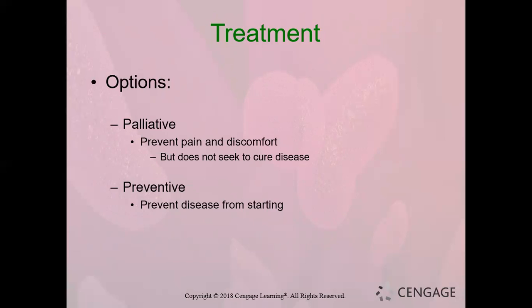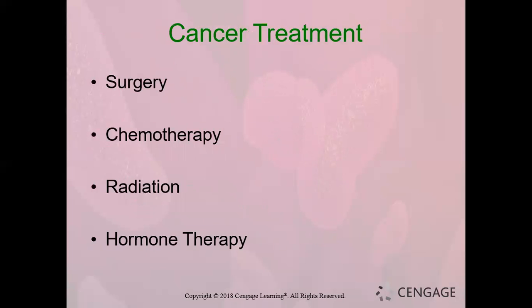And then preventative care is preventing the disease from ever starting. That's pretty obvious. And then finally, I think we're getting close here. Cancer treatments, they're going to do surgery, chemotherapy, radiation. If that cancer is a hormone-based cancer, they might be doing hormone therapy. And again, just looking for the cause. What has caused this? What's the reasoning behind them getting this?